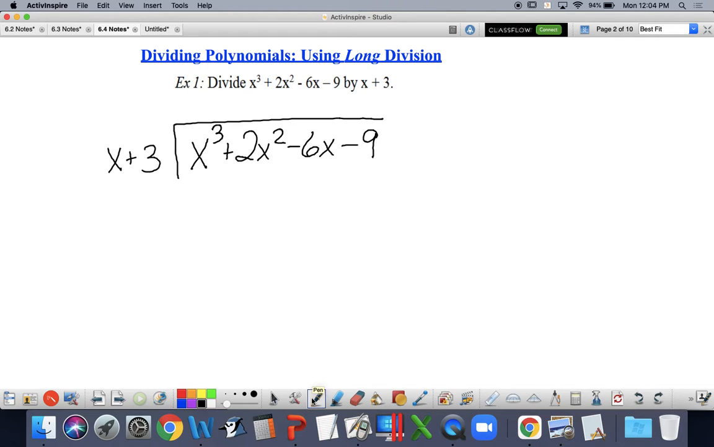So here's what I want. When I put something up here, and I multiply it by x plus 3, I want to get rid of this x cubed. So I need to put whatever number up here is going to give me exactly an x cubed up front. So what can I multiply x plus 3 by to get x cubed? X squared.